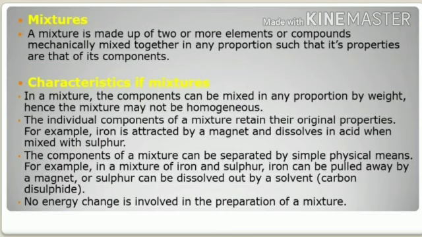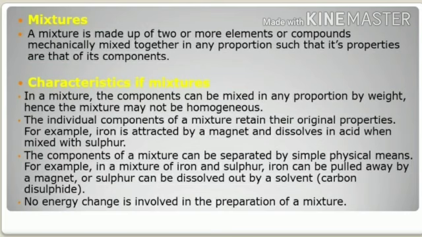Coming to the second point, the individual components of a mixture retain their original properties. For example, iron is attracted by a magnet and dissolves in acid when mixed with sulfur. Coming to the third point, the components of a mixture can be separated by simple physical means. For example, in a mixture of iron and sulfur, iron can be pulled away by a magnet, or sulfur can be dissolved out by a solvent called carbon disulfide.